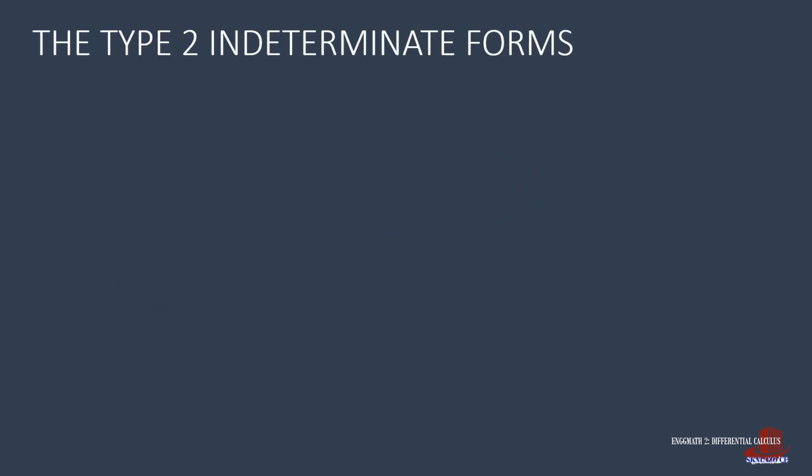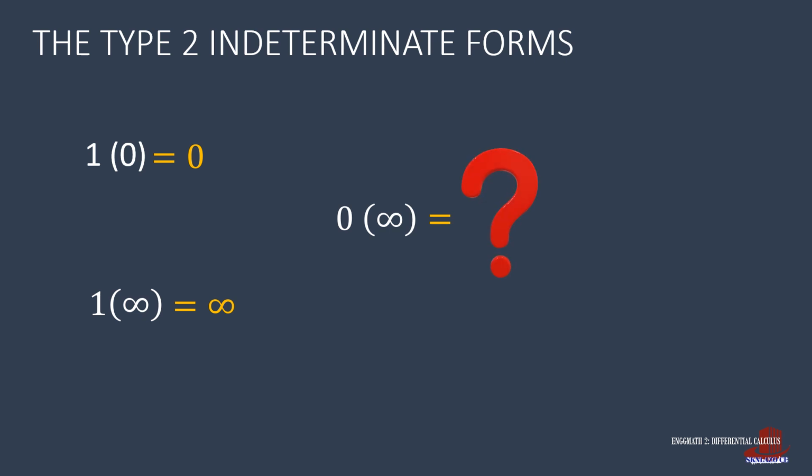The next group of indeterminate forms include the products. At first, if we end up with 1 times 0, or the other way around, we still get 0. Also, with 1 times infinity or vice versa, we still get infinity. But how about 0 times infinity? This form is a type 2 indeterminate number structure.